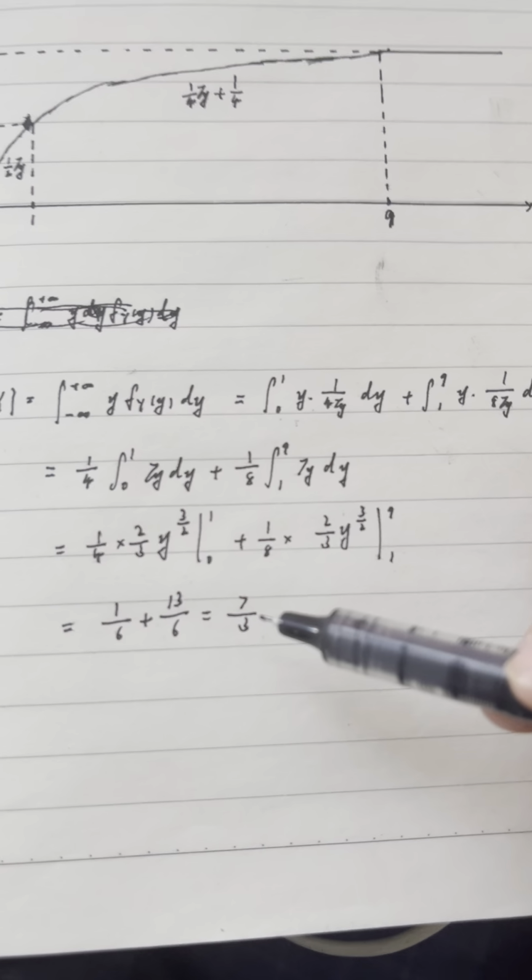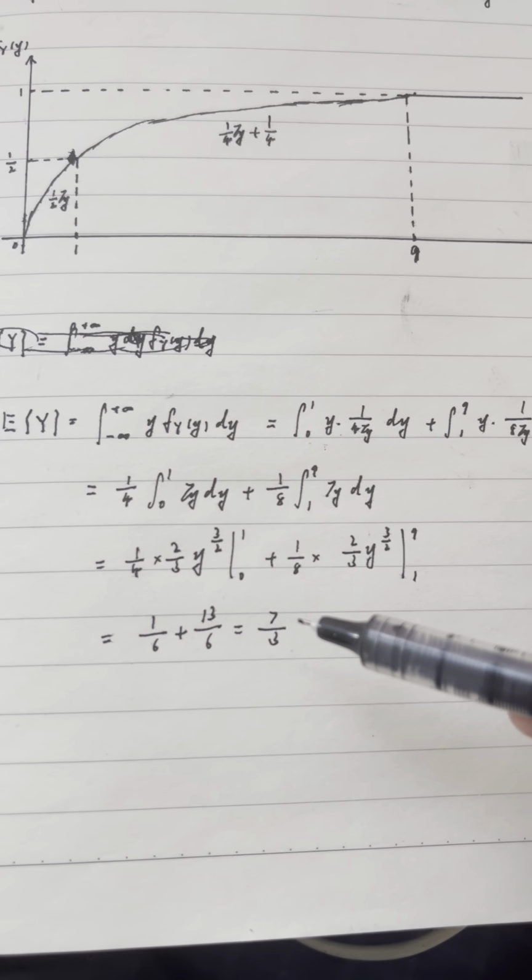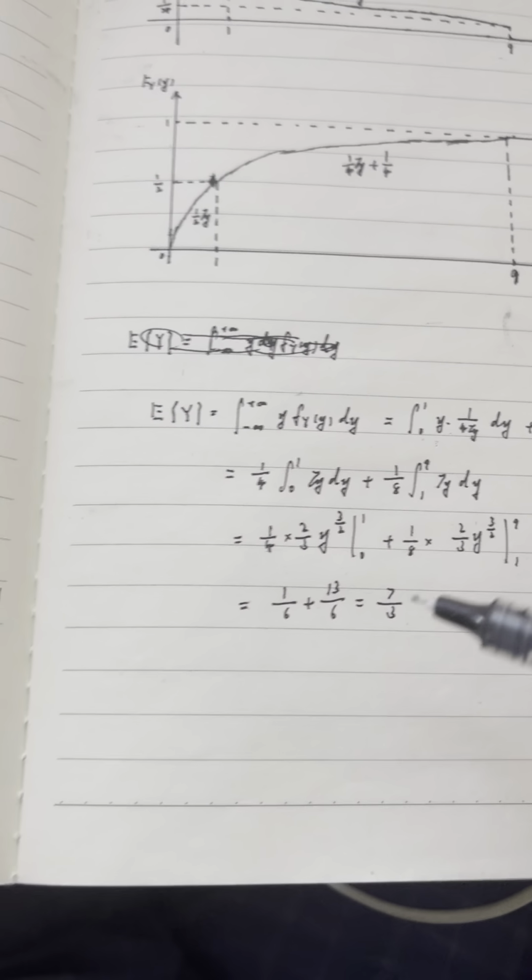Finally we get the result 7 divided by 3. So that's the final result of the expectation of Y, and that's all for question 2.